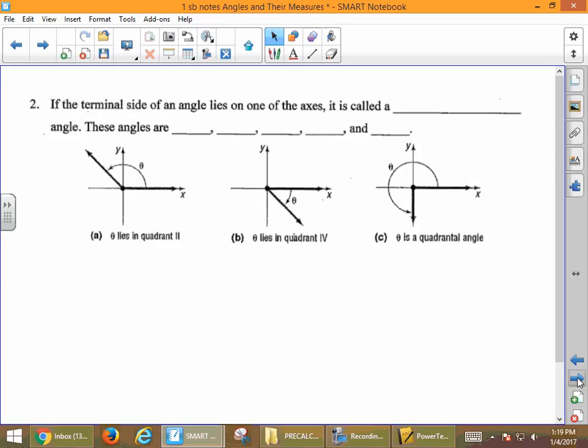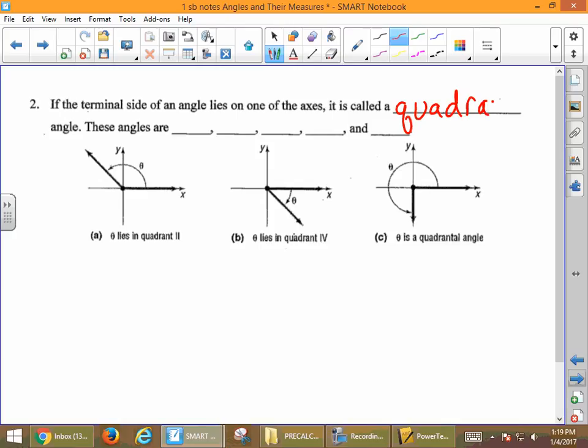If the terminal side of the angle lies on one of the axes, on the x-axis or on the y-axis, it is called a quadrantal angle. One more time: quadrantal angle. So the values of the quadrantal angles are 0, 90, 180 degrees, 270 degrees, and 360 degrees.